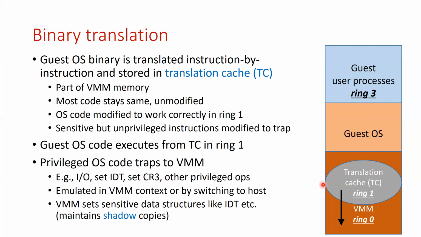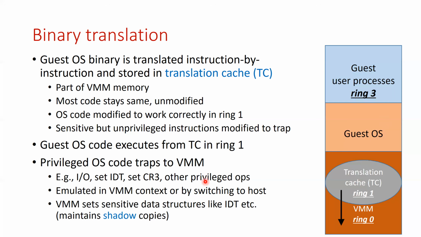Right? And privileged OS code, wherever you need privileged operations in the guest OS code, all of those cannot run in ring 1, so they all trap to the VMM. Examples are any kind of IO instructions, instructions that modify CPU state like the IDT register, the CR3 which points to the page table. Any such operation is disallowed in ring 1. So all such instructions trap to the ring 0 and the VMM emulates them. So this is the classic trap and emulate architecture.